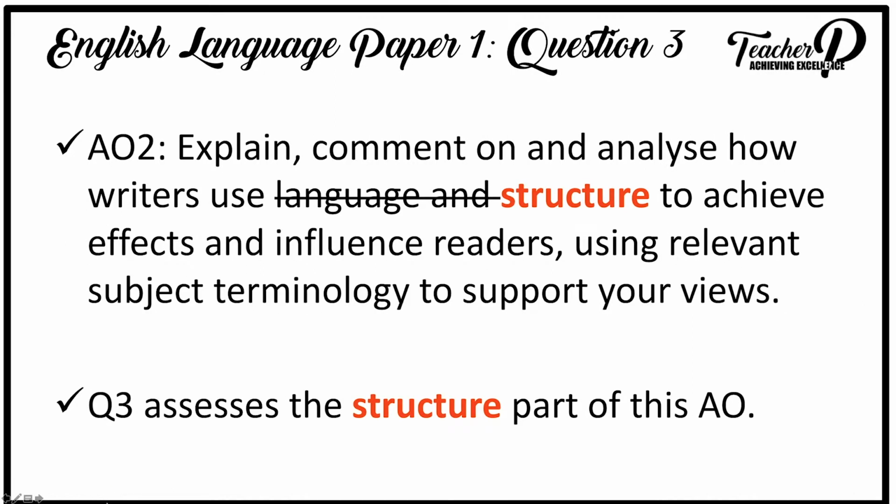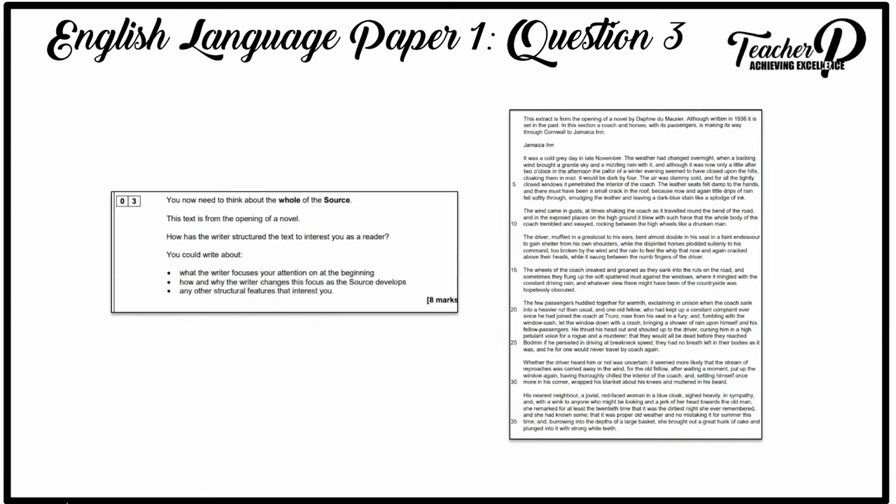This question will assess the second part of AO2, Assessment Objective 2, where you are expected to explain, comment on and analyse how writers use structure to achieve effects and influence readers using relevant subject terminology to support your view. Question 3 will test your ability to analyse how writers use structure to achieve effects and will look something like this. You now need to think about the whole source. How does the writer use structure to interest you as a reader?